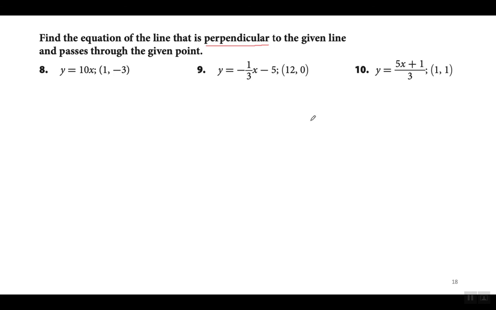But look, just in case it shows up on the homework, that means the same thing as this. What they wrote there means the same thing as this.